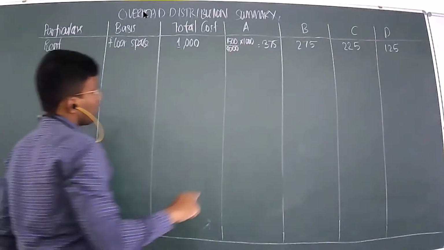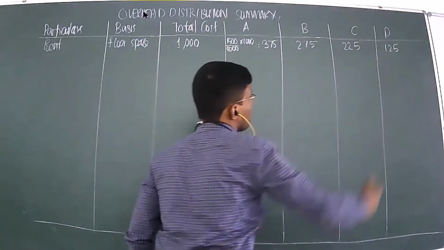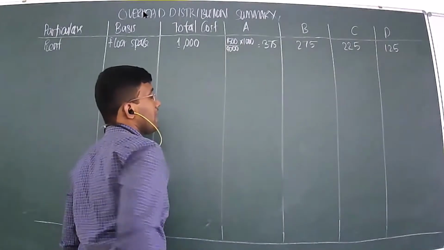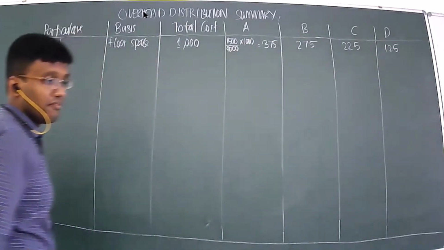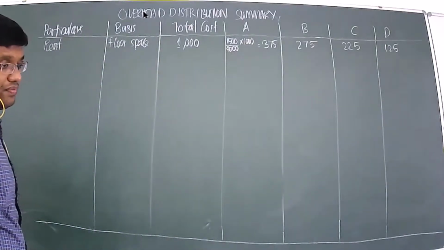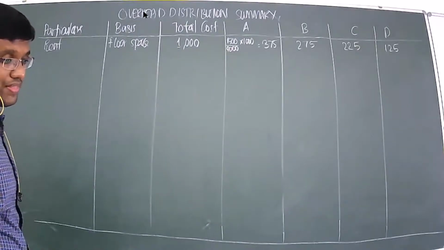So the rent of 1,000 rupees is now getting divided among the 4 departments, and based on the extent to which they are utilizing this facility, they would be paying these amounts. Okay, now let's look at the next one.